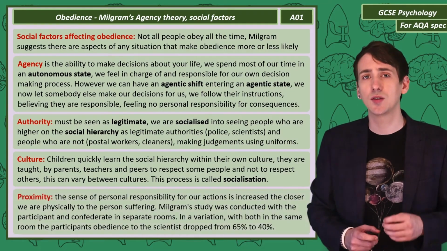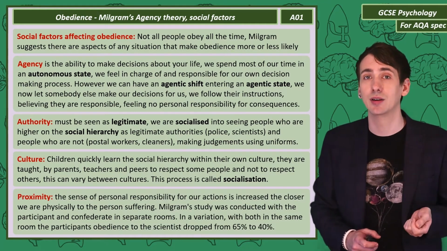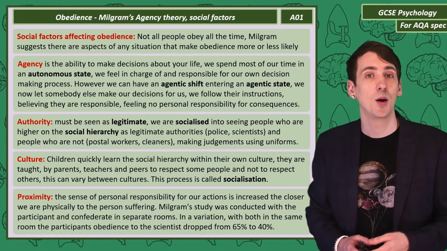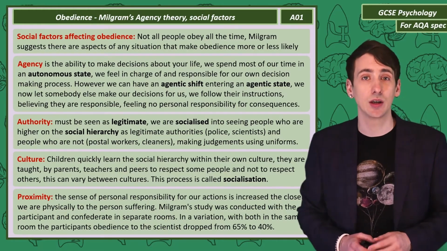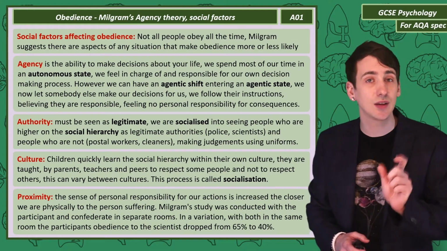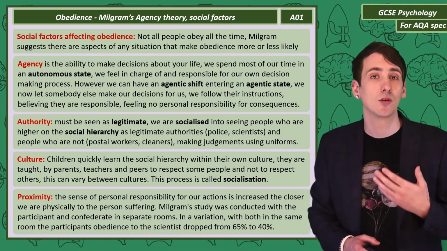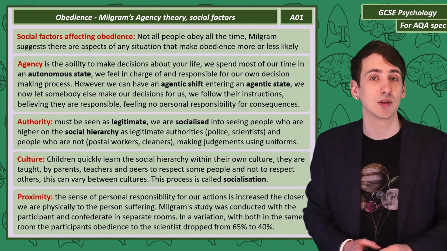Proximity. Your sense of personal responsibility for your action is increased the closer you are to the person you're hurting. Milgram conducted a variation of his study so that the participant and victim were in the same room. This reduced the number of participants that were obedient from 65 to 40%.